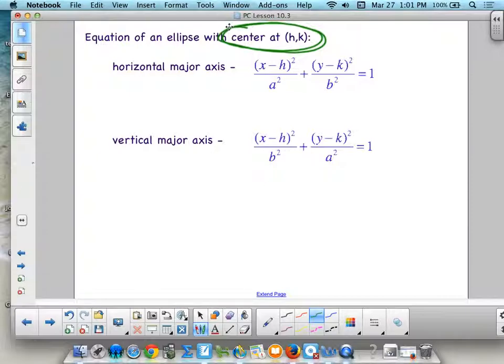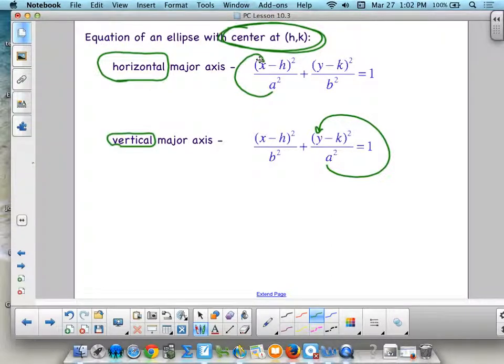Now, I got to tell you again, one more time. If the major axis is vertical, straight up, straight down, then the a squared goes under y. Look, a squared goes under y when you have a vertical major axis. But if you have a horizontal major axis, then the a squared goes where? Under the x. That didn't change either. Matter of fact, nothing changed except the center got moved.